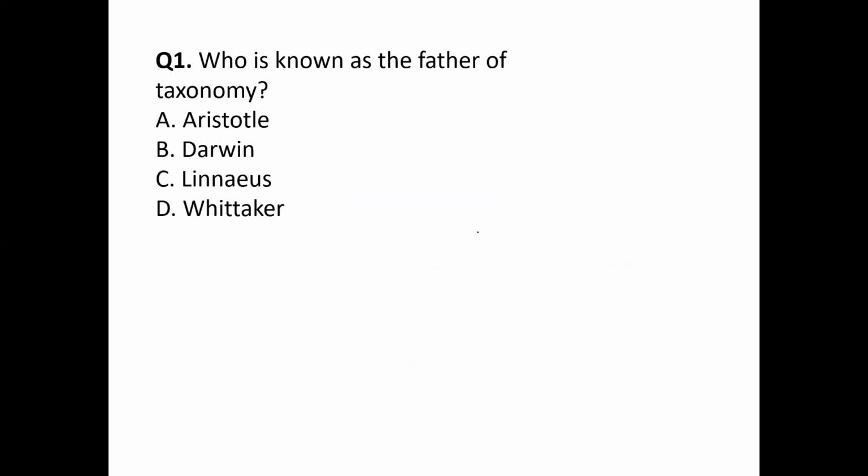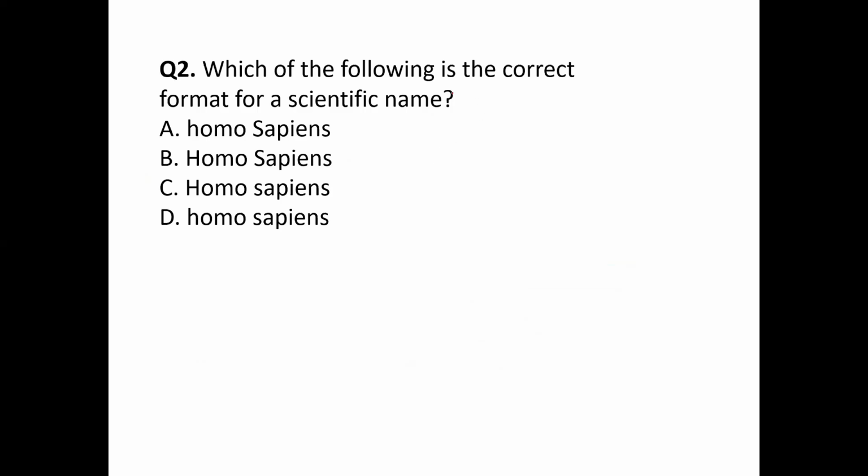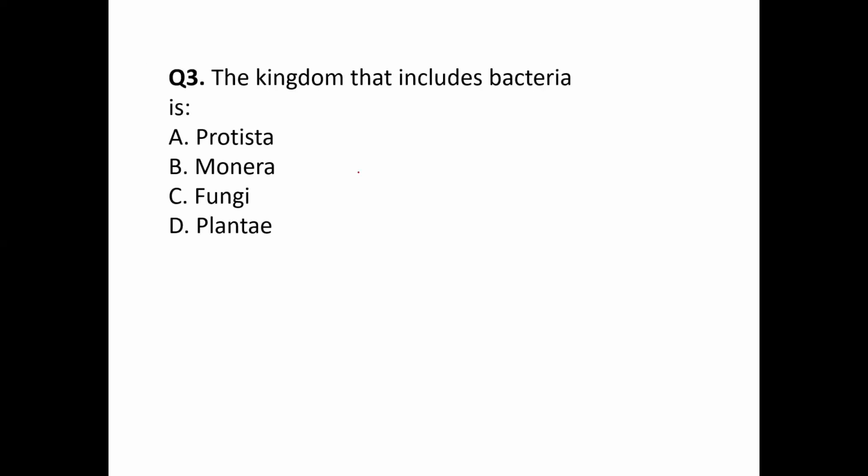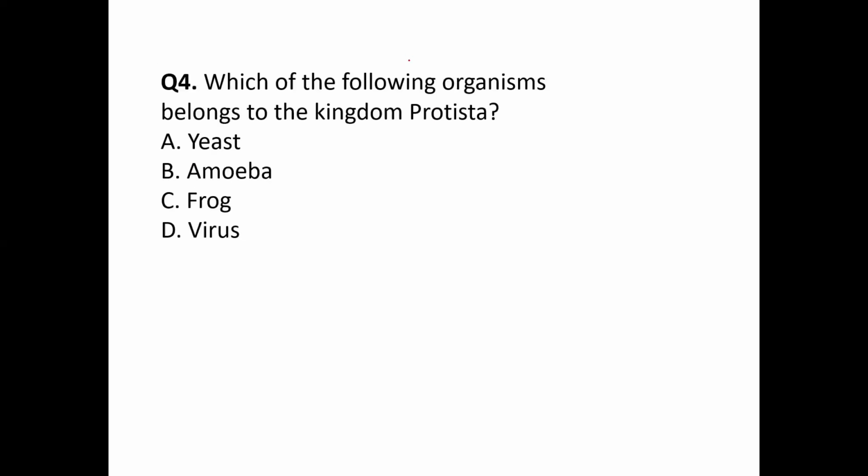Let's do some quiz. Who is known as father of taxonomy? Obviously, Carolus Linnaeus. Which of the following is the correct format of scientific name? Let's look the correct sequence. Homo sapiens. Yes, capital, small. The kingdom that include bacteria, Monera. Which of the following organism belongs to kingdom Protista? Protista is the second number kingdom. Yeast, amoeba, frog, virus. It's amoeba.